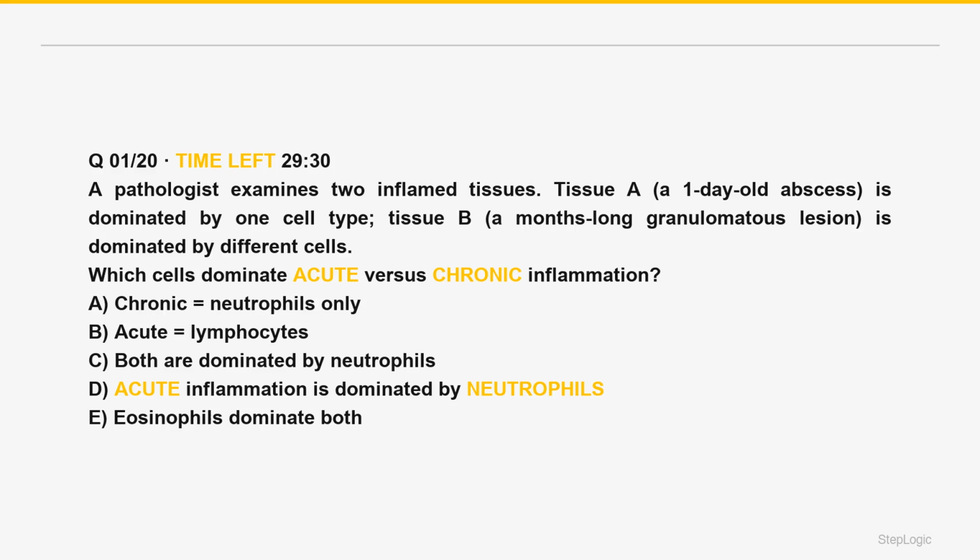Which cells dominate acute versus chronic inflammation? A pathologist examines two inflamed tissues. Tissue A, a 1-day-old abscess, is dominated by one cell type. Tissue B, a months-long granulomatous lesion, is dominated by different cells. Read the command: cells of acute versus chronic inflammation. Acute: neutrophils. Chronic: macrophages, lymphocytes, plasma cells.